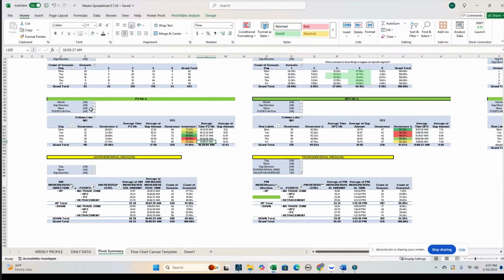So all right. PZ hit, right? Now you notice PZ gets hit at a 74% clip. This does not mean it gets hit ASAP. Average time is about 10:30, right? So just keep that in mind. And with that being said, your Wednesdays on average have a higher chance of us hitting PZ more than any other day. Now, if we add some news in here, right? So let's say news, no.